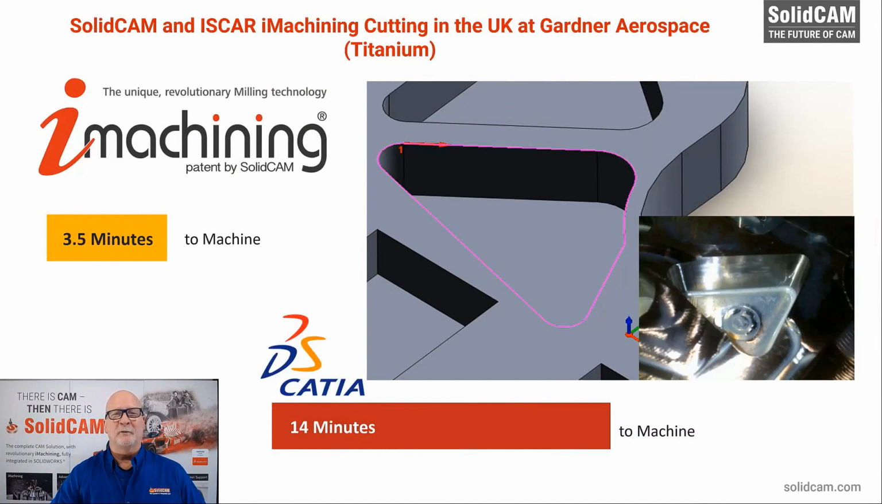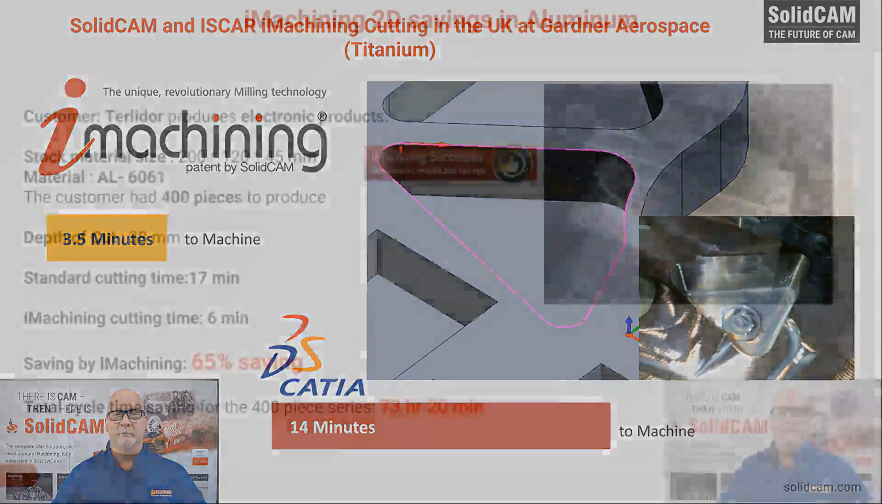We have several customer success examples showing the fantastic results that they are getting using iMachining. This titanium part at Gardner Aerospace in the UK is a great one. Now, most machinists understand that titanium is a pretty tough material and it's kind of hard on tools. Well, Gardner was machining these pockets with a 14-minute cycle time with the program coming out of CATIA. They purchased SolidCAM with iMachining and now they're able to do this pocket in just 3.5 minutes. They're actually getting much better tool life now than they ever did using CATIA's roughing solution.